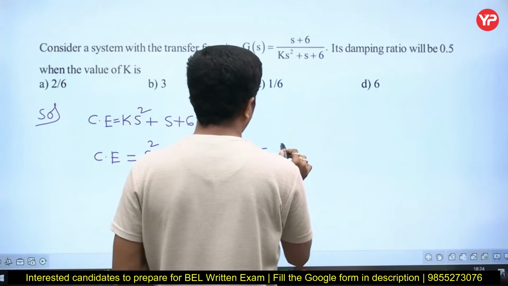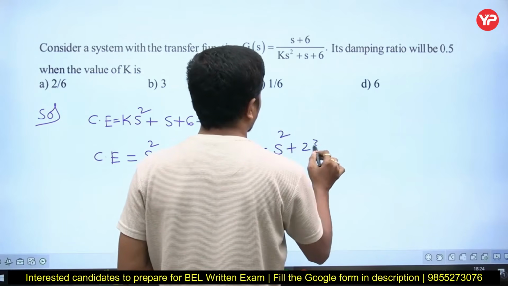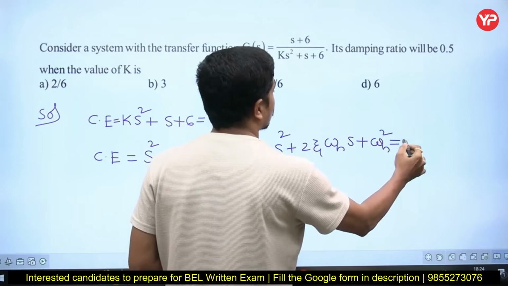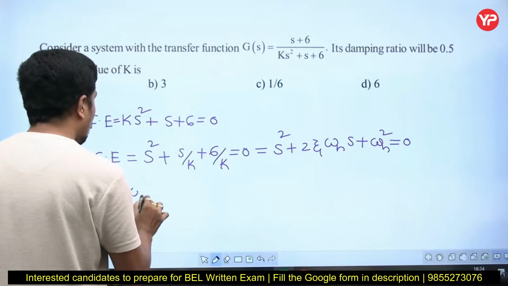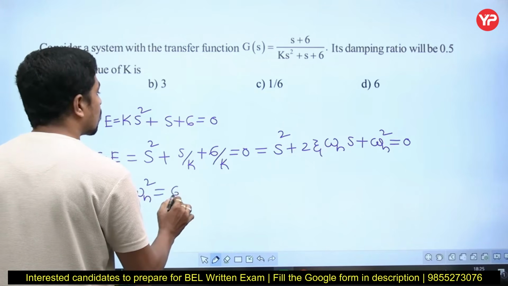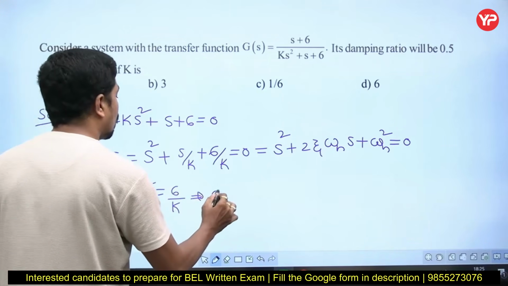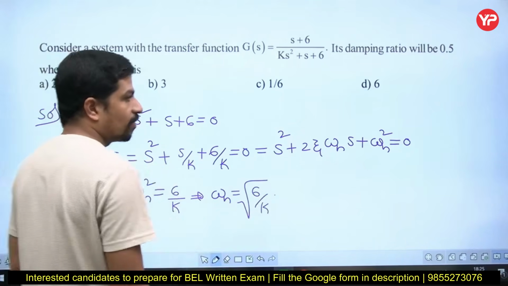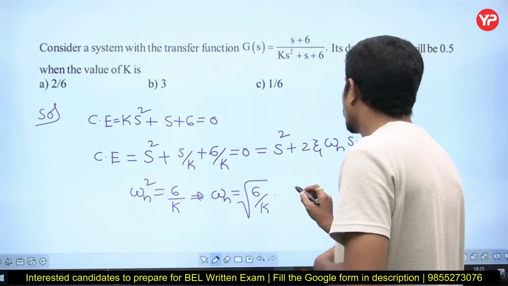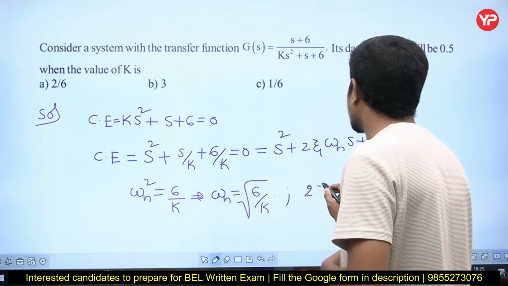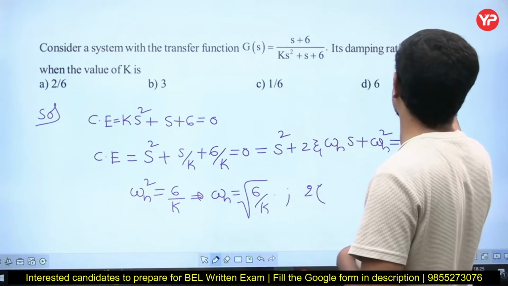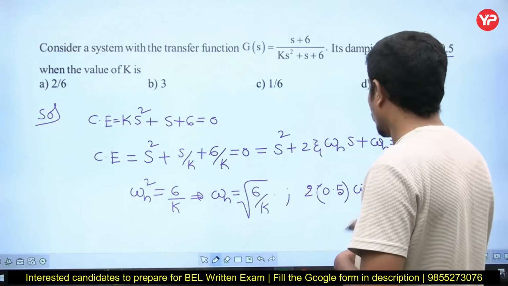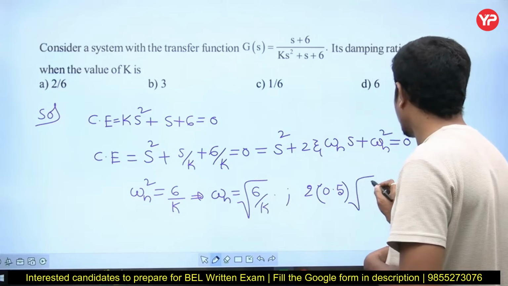Compare this with the standard equation. What is the standard equation? s square plus 2 zeta omega n s plus omega n square is equal to 0. Now, omega n square is equal to 6 by k. So omega n is equal to under root of 6 by k. And 2 zeta, how much has that fellow given? He is saying that it is 0.5. So 2 into 0.5 into omega n. How much is omega n? Omega n we got here as under root of 6 by k.